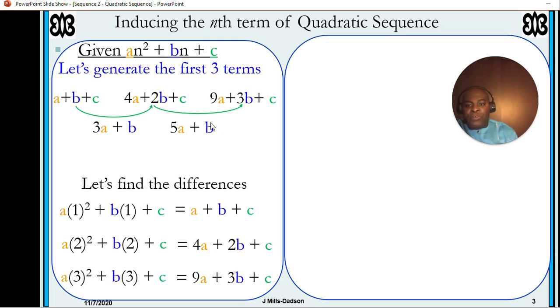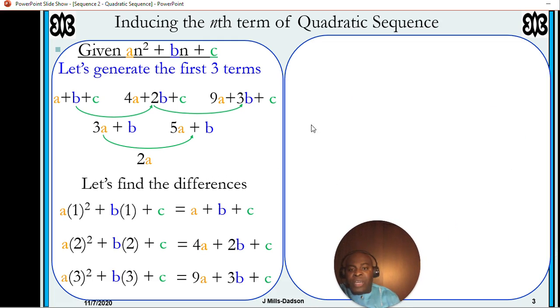Now, I need to go for my second difference. 5a minus 3a and b minus b. That will give me 2a. And my expressional sequence will settle on a constant 2a. If I carry on the pattern, I'm still going to have 2a throughout. Okay, now I'm going to do a real number sequence and compare the relationship.